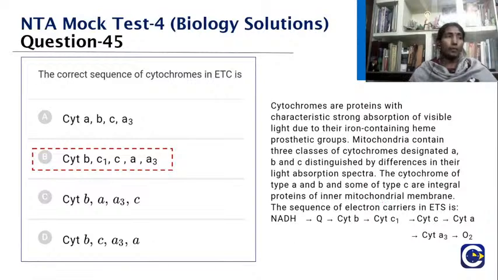So how will the sequence be? As I already said, the electrons are transported from NAD to cytochrome Q, from cytochrome Q to cytochrome B, then C, then A and then A3. So that is the right answer.